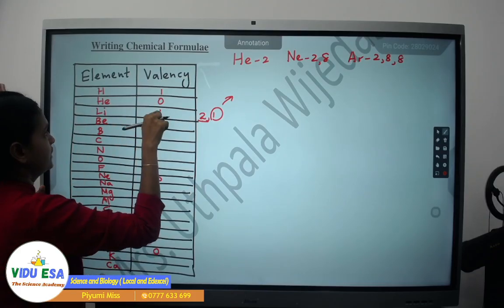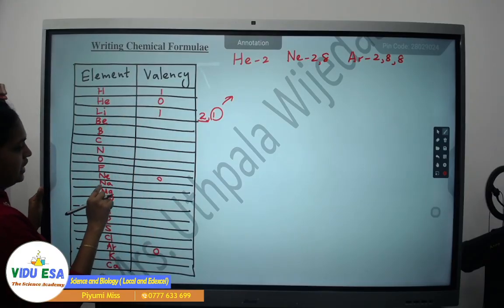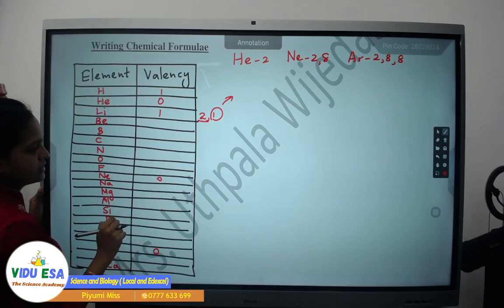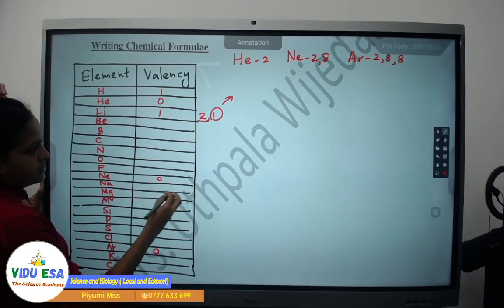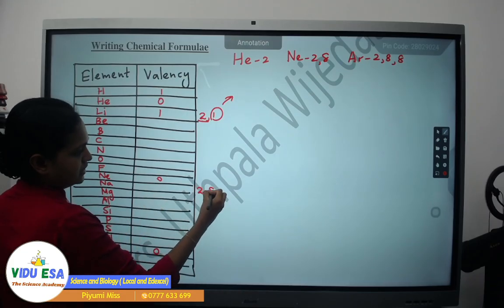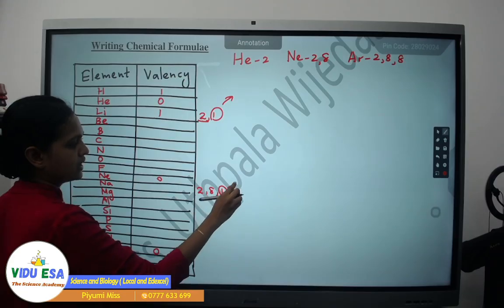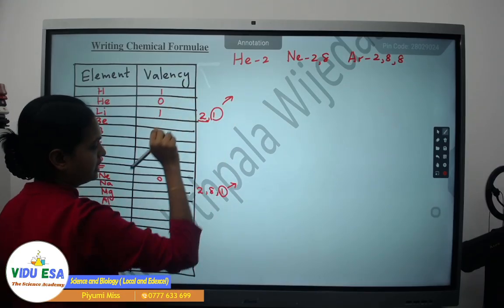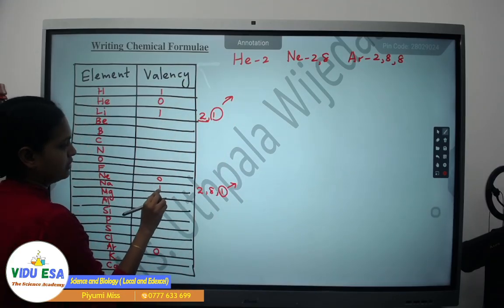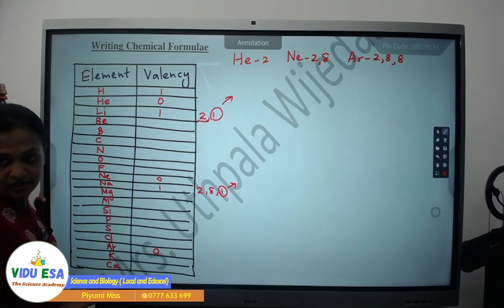So lithium, the valency becomes 1. Then after lithium in group 1 we find sodium. Sodium, the electronic configuration is 2,8,1. So it also can remove this 1 electron to become stable like neon. Therefore, sodium also has got the valency 1.